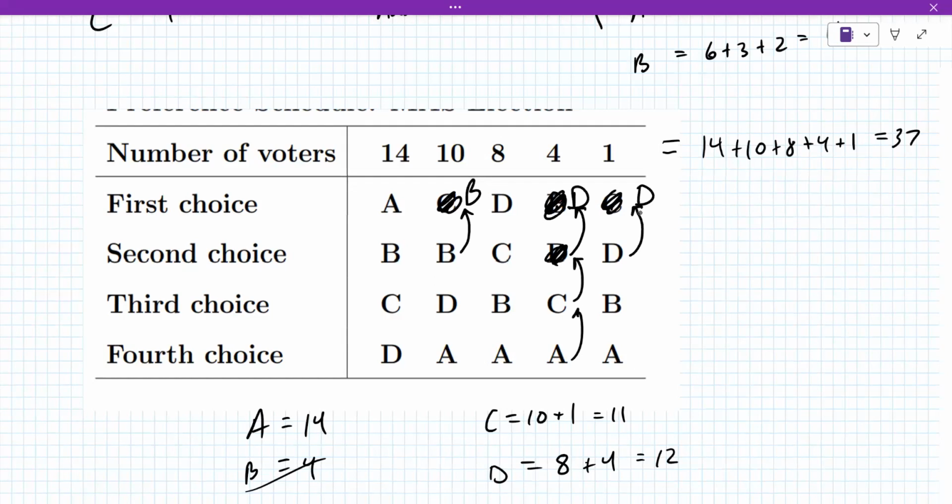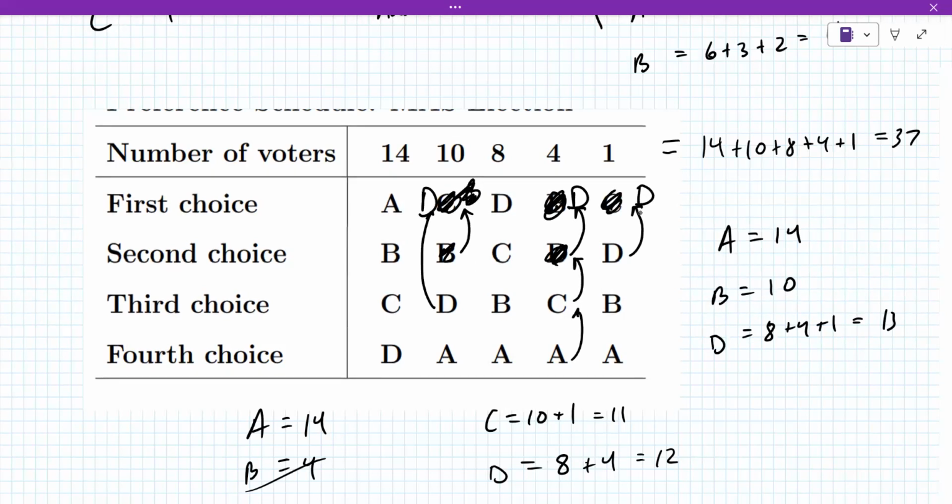So you have to redo the calculation again now. A is 14, B is 10, but D this time is 8 plus 4 plus 1, which is 13. You still don't have a majority. Okay. Which means that the one with the least, which is B this time, it's gone. And now you're bringing this D up here. And that looks like it'll do it because you can see there's a bunch of D's in that. D now becomes 10 plus 8 plus 4 plus 1, which will do it.